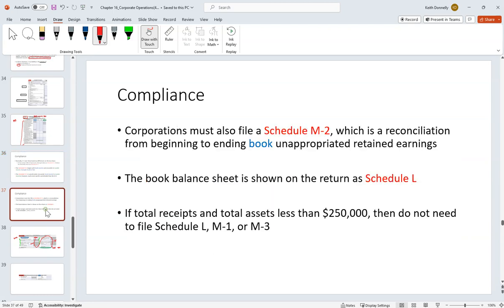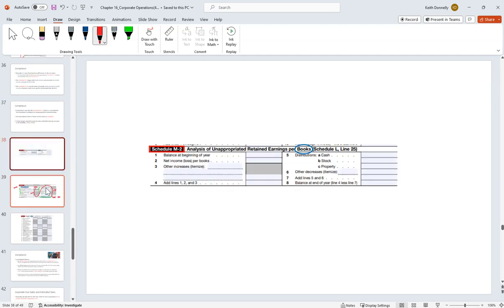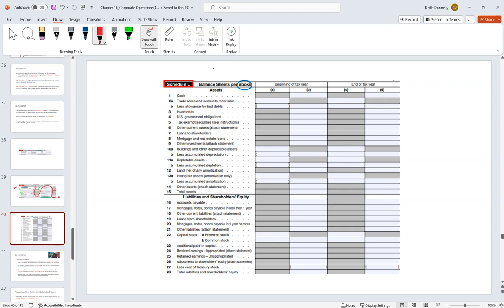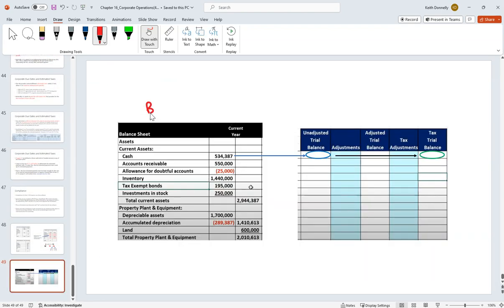So, these are just explaining those items. The next thing here is the Schedule L, right? This is really important. So first off, even though this is on your tax return, it is your book balance sheet, right? So over here, if we look at the end, this is the book balance sheet. This would be like the PBC, prepared by client.